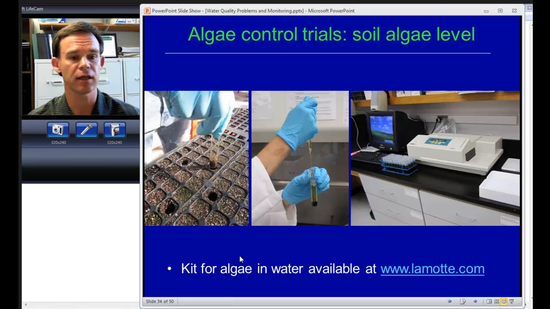There is a kit available for on-site use, about $200 at lamont.com, and it'll do kind of up to this point. You extract a solution, you filter it, and you can look at how green it is. But I'm not sure really how useful that is. Maybe it is a relative measurement.